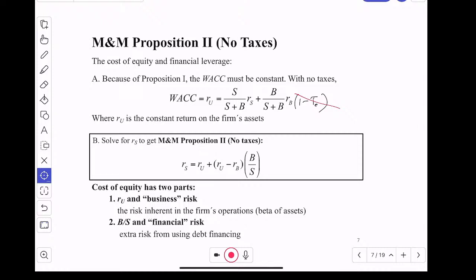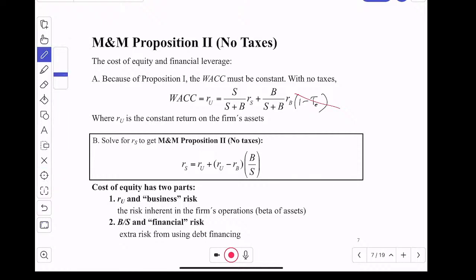Now, because of the result that we just learned, WACC must be constant. Here I have the symbol, the return in the unlevered firm, since the value doesn't change. The WACC for the levered firm, the return to investors in the levered firm, should be the same as the return to investors in the unlevered firm. So this is a consequence of what we just saw. So the average investor, this is their required rate of return.